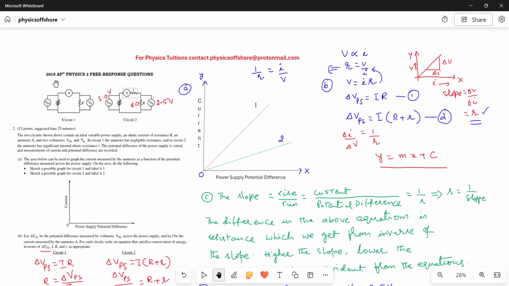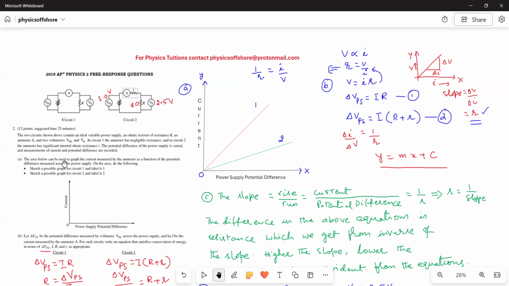This is the 2019 AP Physics 2 FRQ. The two circuits shown above contain an ideal variable power supply, an ohmic resistor of resistance R, an ammeter A, and two voltmeters VPS and VR. In circuit 1, the ammeter has negligible resistance, and in circuit 2, the ammeter has significant internal ohmic resistance R. The potential difference of the power supply is varied, and measurements of current and potential difference are recorded.